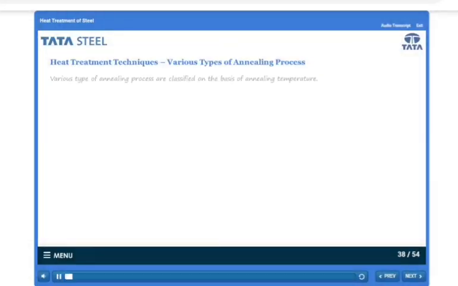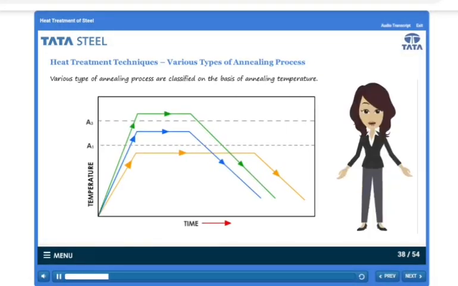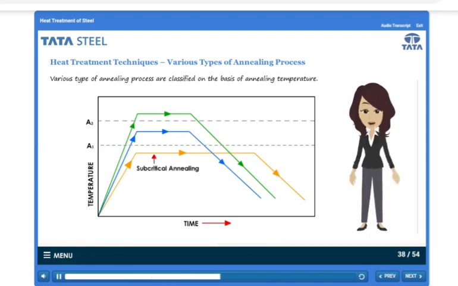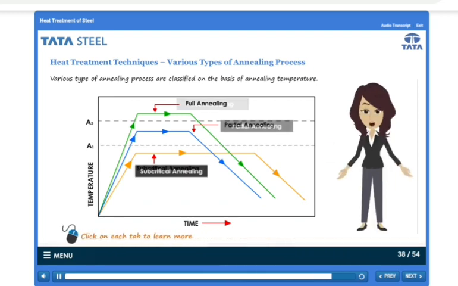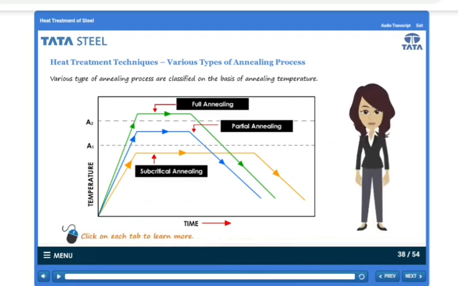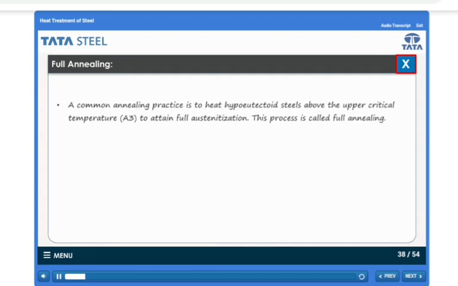Click next. As discussed, there are three important annealing cycles. The three categories under annealing cycles, namely subcritical annealing, partial annealing, and full annealing, are displayed on the image. Click on each of them to learn more. Full annealing. A common annealing practice is to heat hypo-eutectoid steels above the upper critical temperature to attain full austenitization. This process is called full annealing.